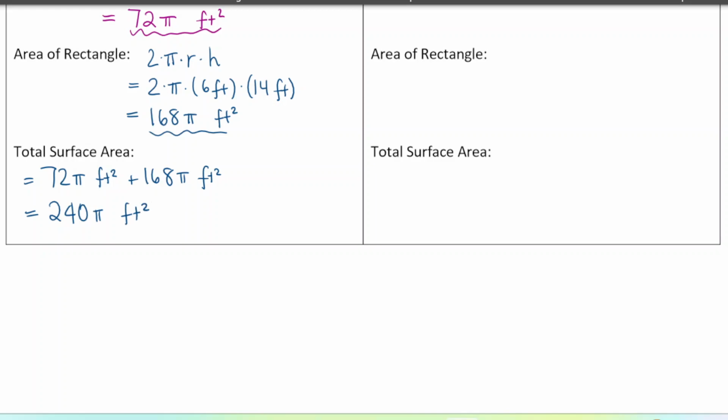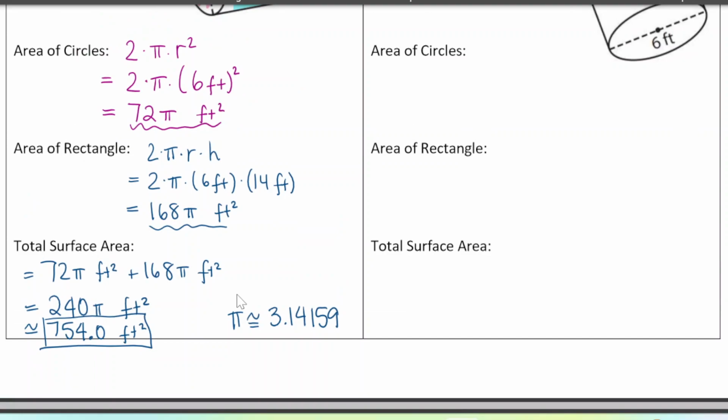At this point is when I want you to finally take out your calculator and type it in. If you have a pi button on your calculator, you can use it, or you can use pi is approximately 3.14159 as your approximation. So type 240 times pi, and you'll get that the surface area is approximately 754.0 feet squared. If you type in pi every single step and get your decimal approximation every single time, it wastes time, but it also can cause some rounding errors. So that's why I like to tell students just to do it once at the very end.